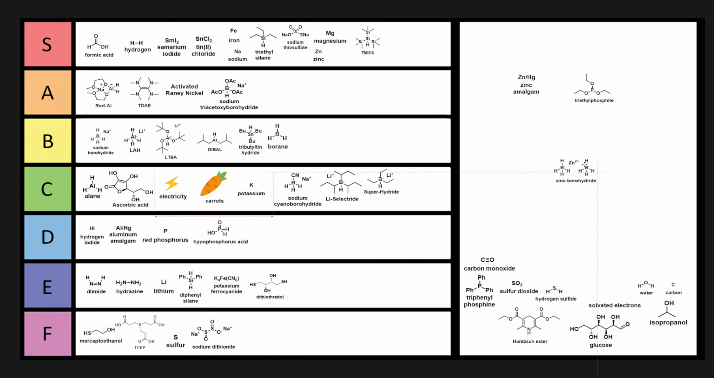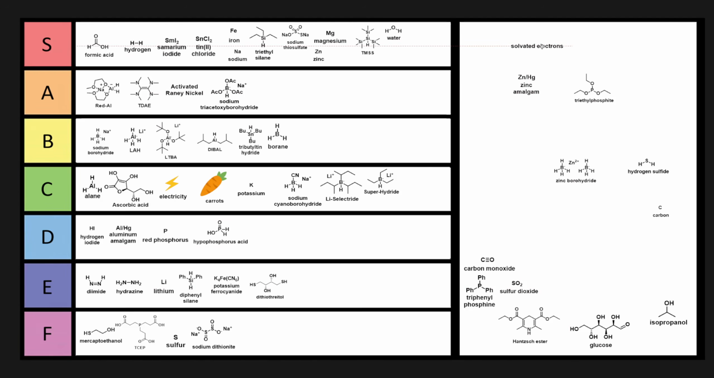Now, we have a couple ones left, so we'll try and zip through some of the easy ones. Water is in soda, right into S tier. You might not think of water as a reducing agent, but plants convert water into O2. So water's got to be S tier. I wouldn't be breathing right now if it weren't for oxygen, so water's got to go in S tier.